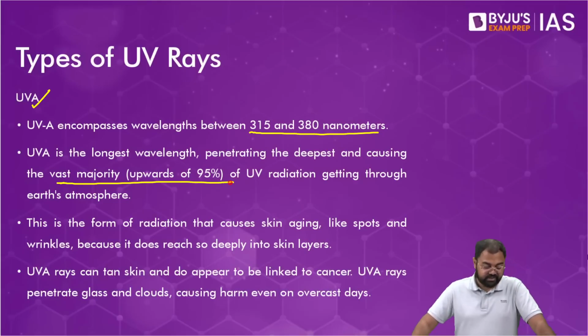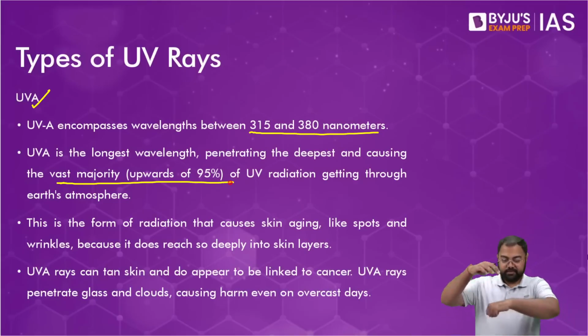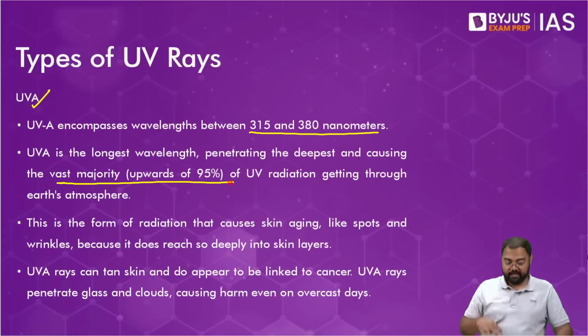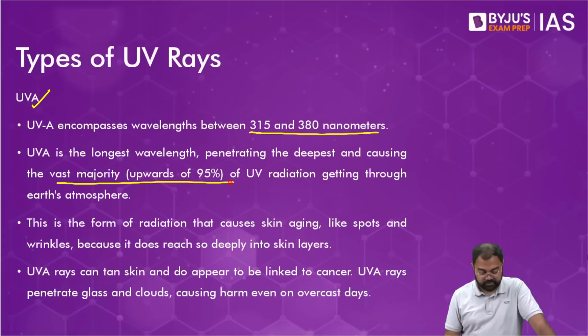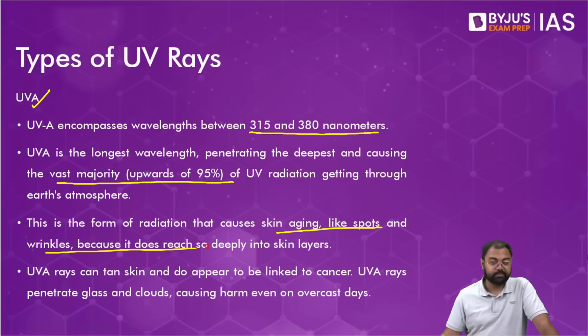And that's why it can lead to a lot of skin issues for us, because UVB, we discussed, largely affects the top layer of the skin, but ultraviolet A can also go beneath it, and it can cause trouble for the skin. So that's why aging of the skin and wrinkles, etc., all these things are possible with UVA.